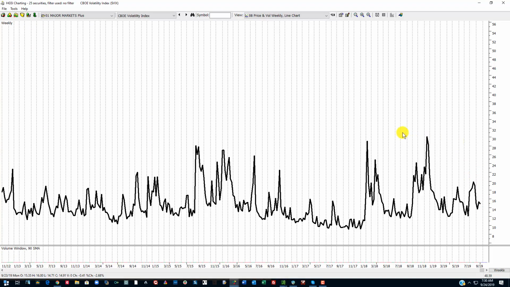When we get in a fearful situation, you're going to see VIX spikes like this, and we're down towards the end of the bottom of the range. It isn't this low, which is extremely low back in late 17 and early 18, but it's in a range where there's a lot of complacency, I would say.